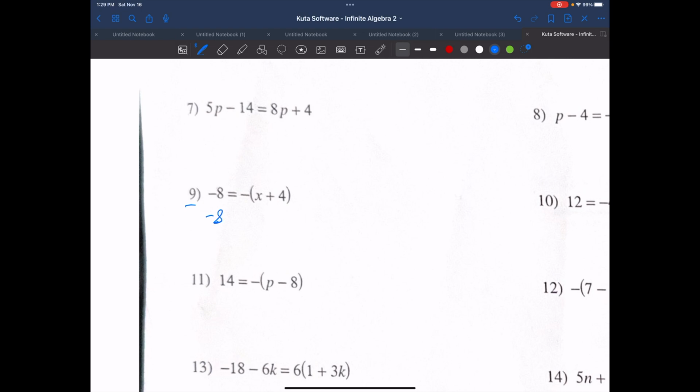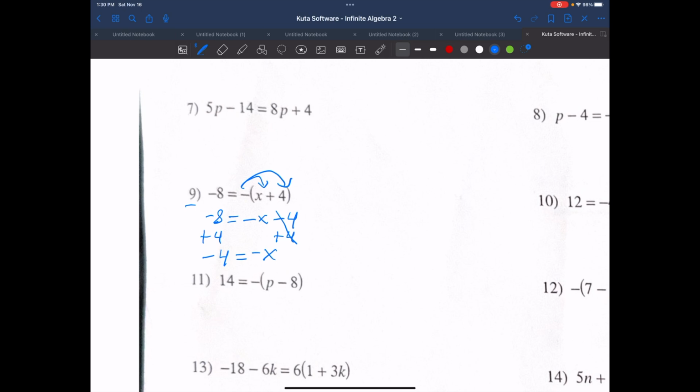I'm just going to bring down negative 8, bring down the equals, and now I'm going to distribute this negative to the x and the negative to the positive 4. So I'm going to end up with negative x minus 4. Again, we want x by itself. So I'm going to do the inverse operation of subtraction here to get rid of this 4 and move it to the other side. I'm going to add 4 to both sides. This will cancel, and I will end up with negative 8 plus 4 is negative 4. I'm going to bring down this negative x.